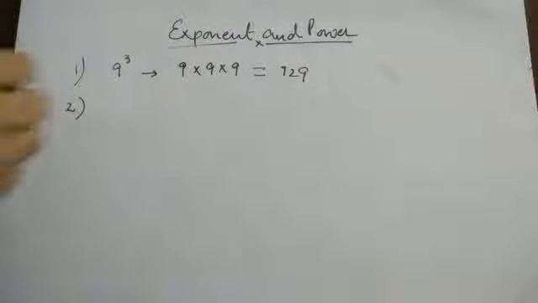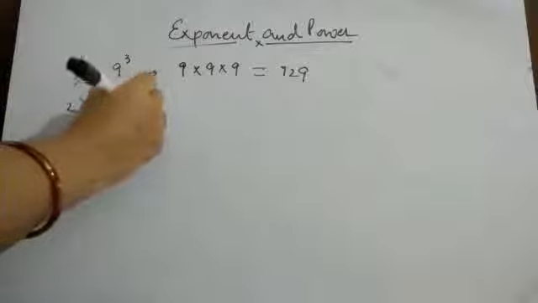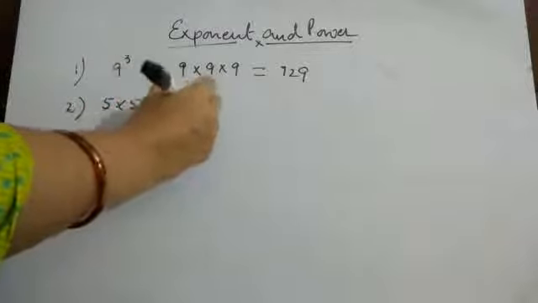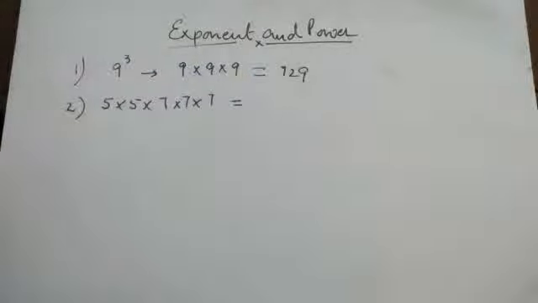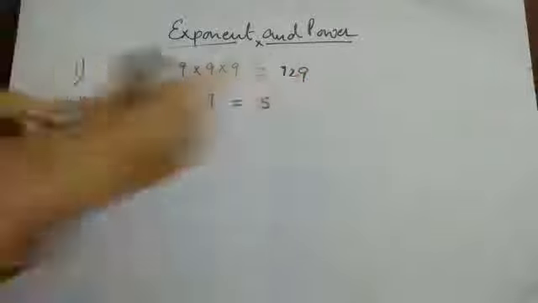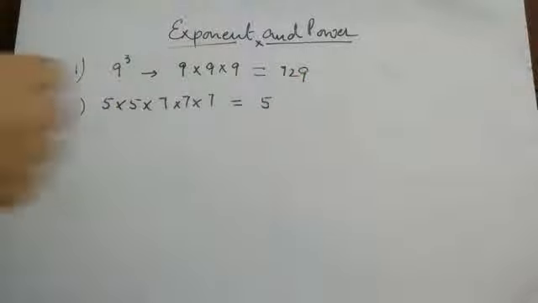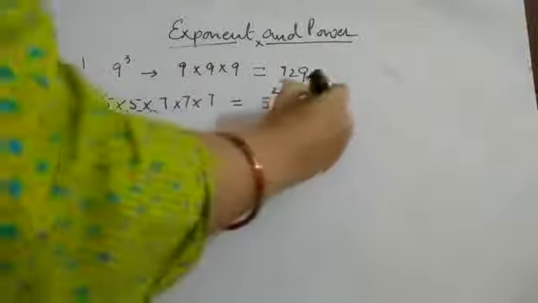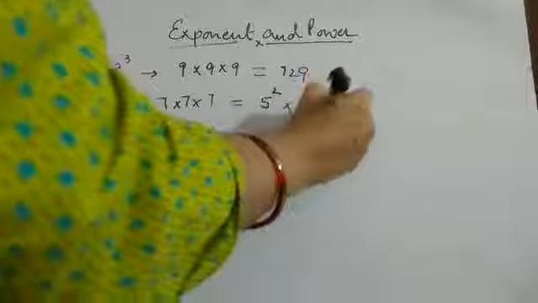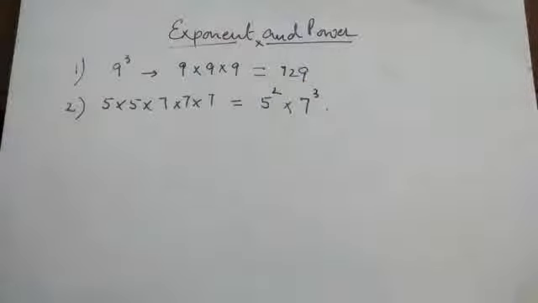See the second example. Suppose it is written 5 into 5 into 7 into 7 into 7 and you have to write this in exponential form. Exponential form means power form. So 5 is multiplied by itself how many times? 2 times, so 5 raised to the power 2. 7 is multiplied by itself how many times? 3 times, so 7 raised to the power 3. So the answer is 5 raised to the power 2 and 7 raised to the power 3.